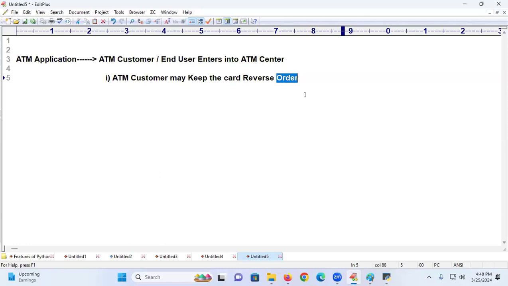First, I will read the card number. When you keep the card, I will read the number, I will get the original number, and I will compare it with my account number. That logic I will explain in my class. An ATM customer may keep the card in reverse order. Is it a programmer mistake? Is it a syntax mistake? It is a mistake of what? The end user. This is known as which error?